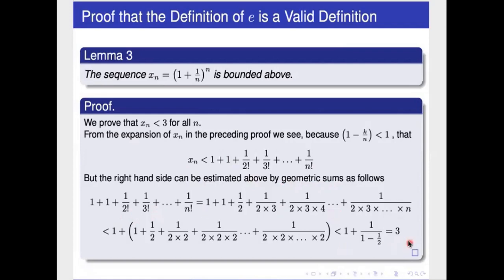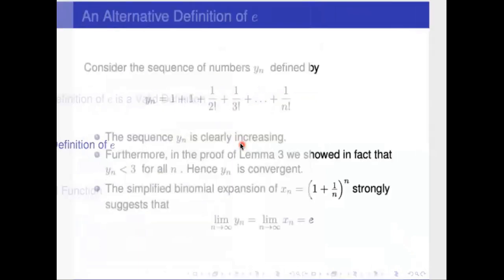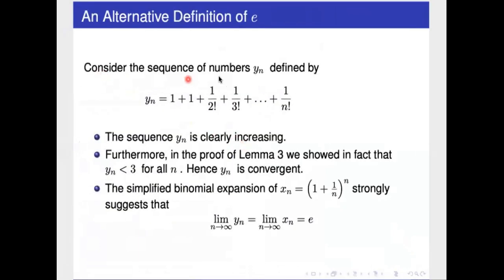This concludes our discussion on proof that the definition of e is a valid definition. The next section discusses an alternative definition of e. Consider the sequence of numbers y sub n defined by y sub n equals 1 plus 1 plus 1 over 2 factorial plus and so on plus 1 over n factorial. The sequence y sub n is clearly increasing.